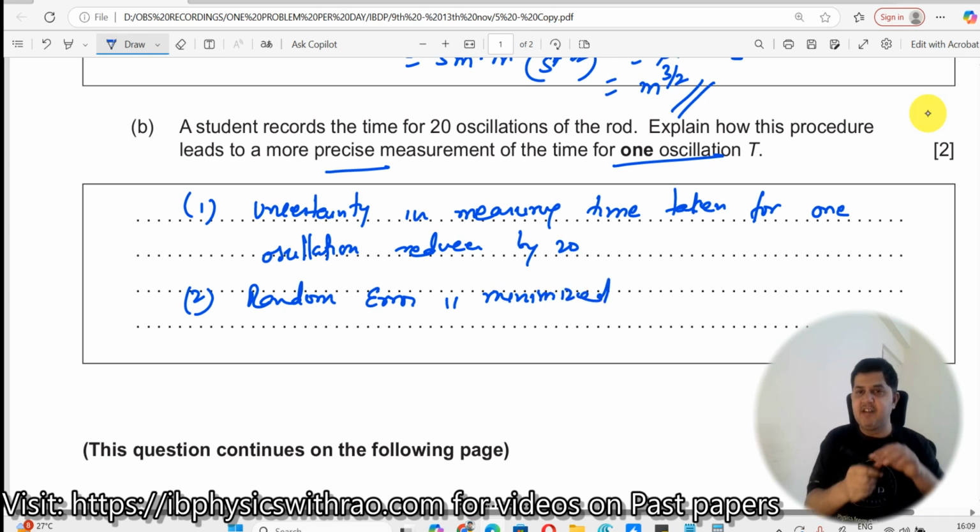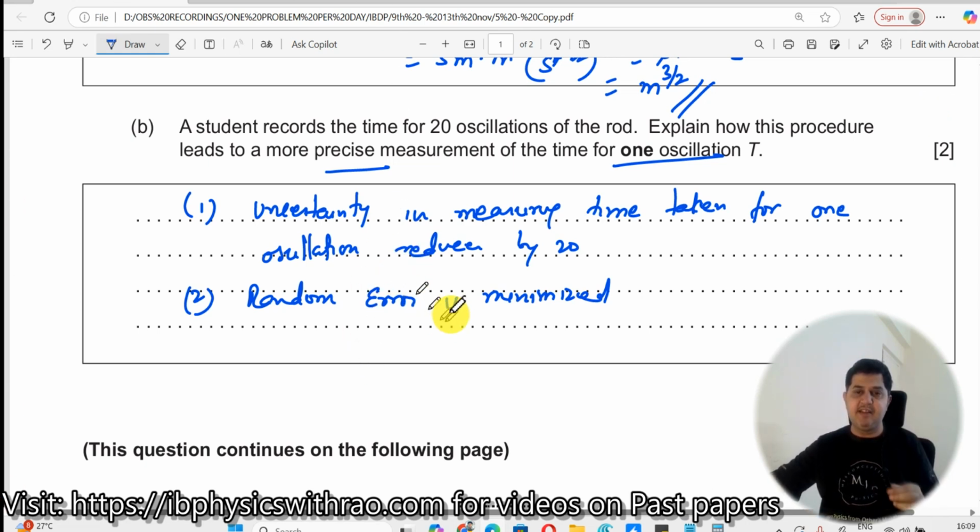Why is it minimized? The reason is that the longer it runs, it will automatically stabilize. Sometimes when you start from here, it can wobble around like this. It can move in 2 planes, 3 planes like this. But when you let it run for a longer time, then automatically it will stabilize itself. It's always better to do it for 20 oscillations. Now these are the two reasons why we say we need to do a larger number of oscillations.